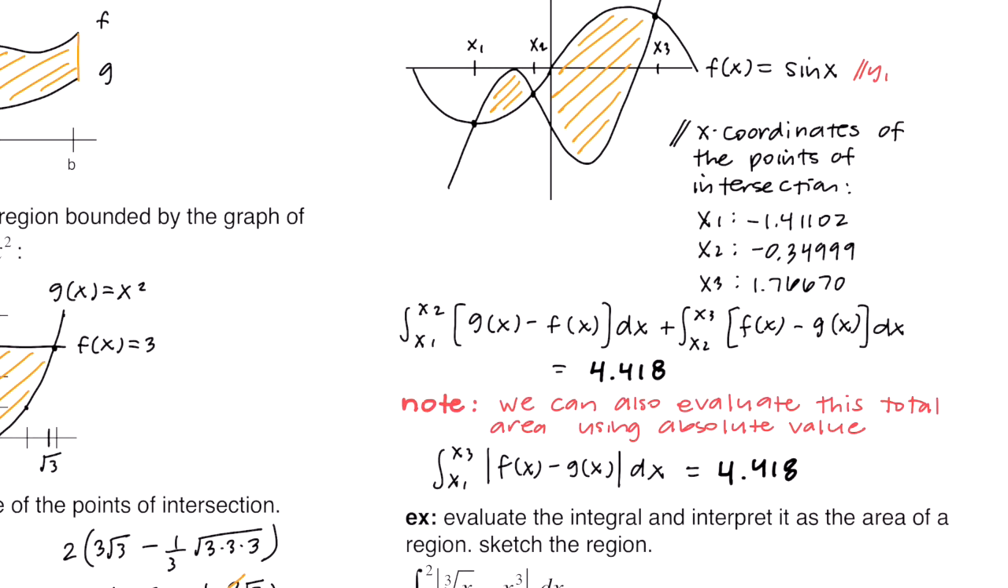So when you have two curves where one curve is not necessarily above the other one for the entire interval, you can use either method where you do one curve minus the other and then you flip it, or you can use absolute value. Either method works using a graphing calculator.